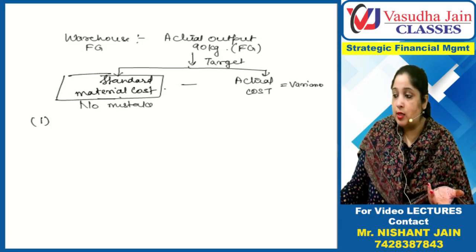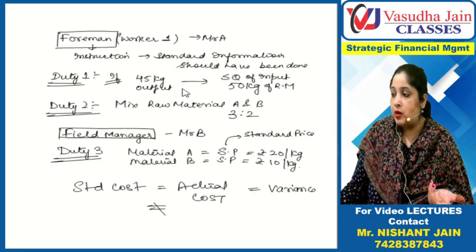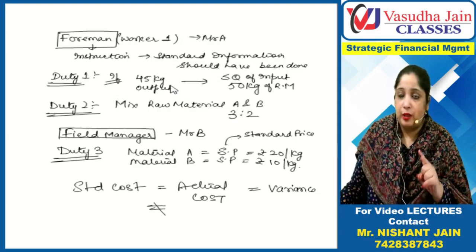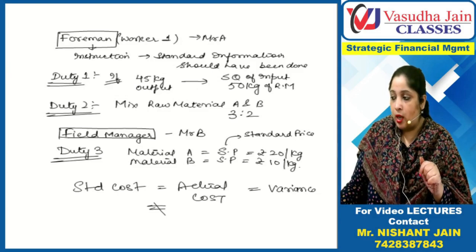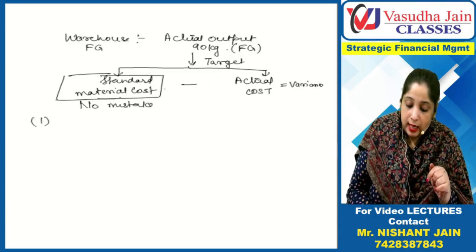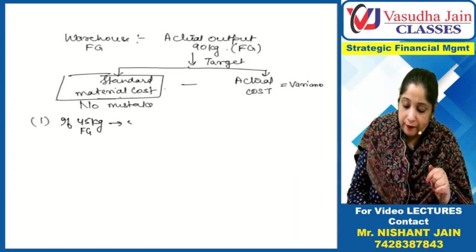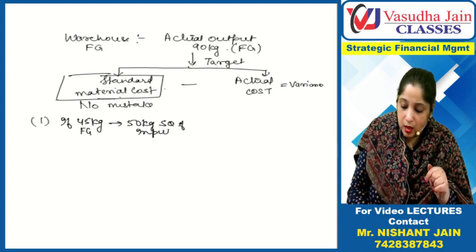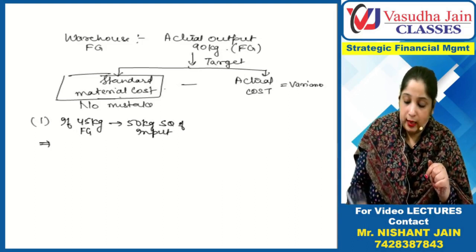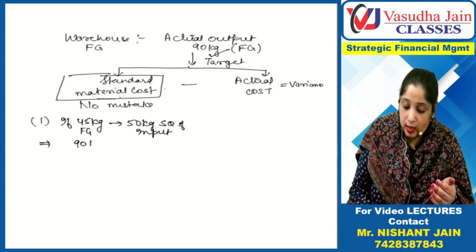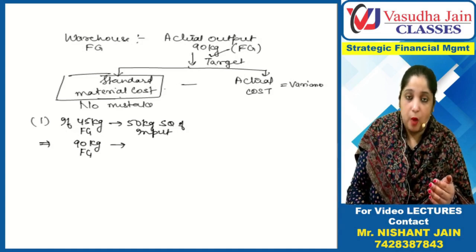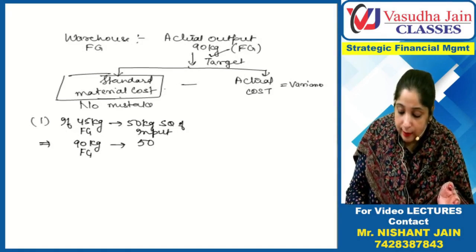My first instruction was that if you manufacture 45 kg, then 50 kg of raw material should have been used. So I'll use it as a reference that if 45 kg finished good is produced, then 50 kg is the standard quantity of input. Accordingly, if I use the unitary method, since my workers have produced 90 kg of finished goods, how much raw material should have been used proportionately?